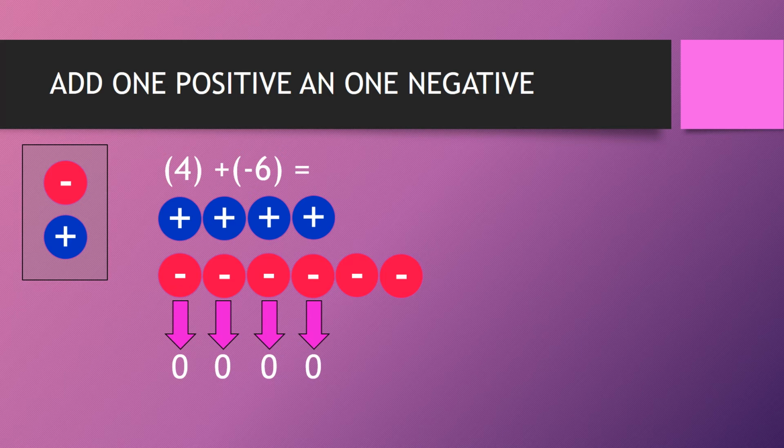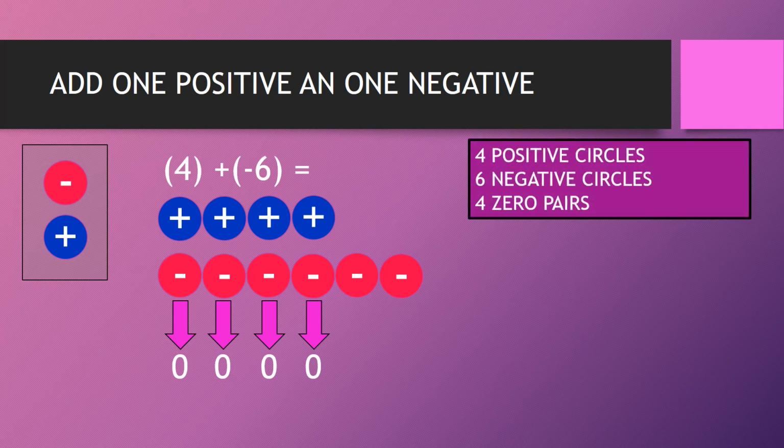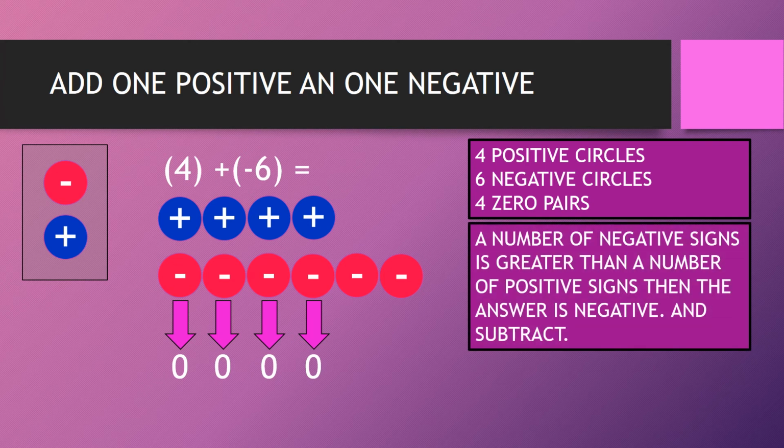How many zero pairs do I have in this problem? 4 zero pairs. Remember, each zero pair represents 0. And at the end, I have only 2 circles with the negative sign. Only 2. How many circles do you have with the negative sign? 2 circles with the negative sign. Okay, I have 4 positive circles, I have 6 negative circles and 4 zero pairs.